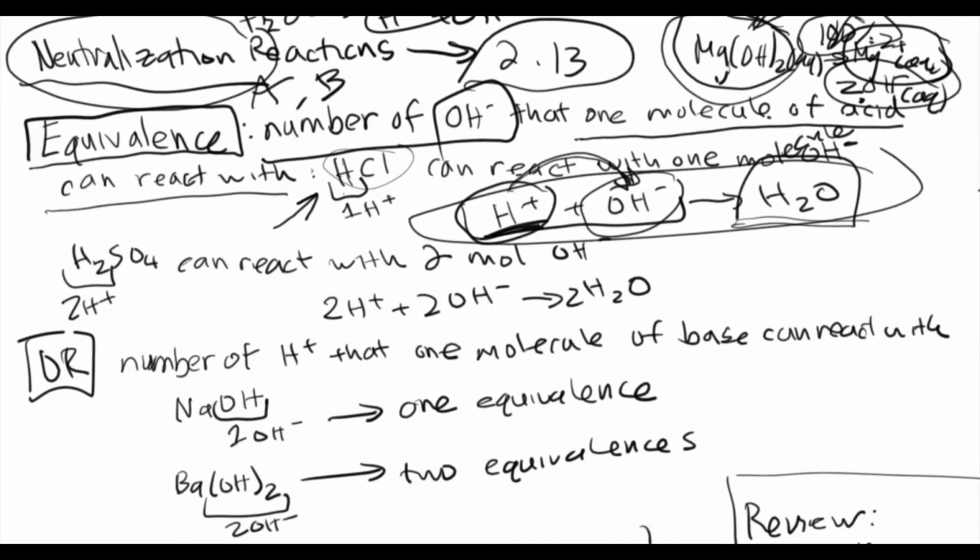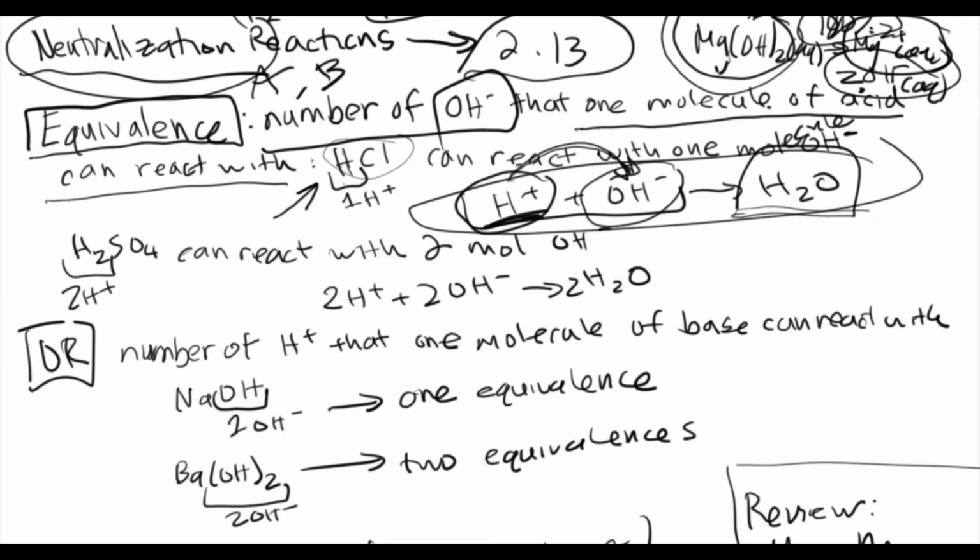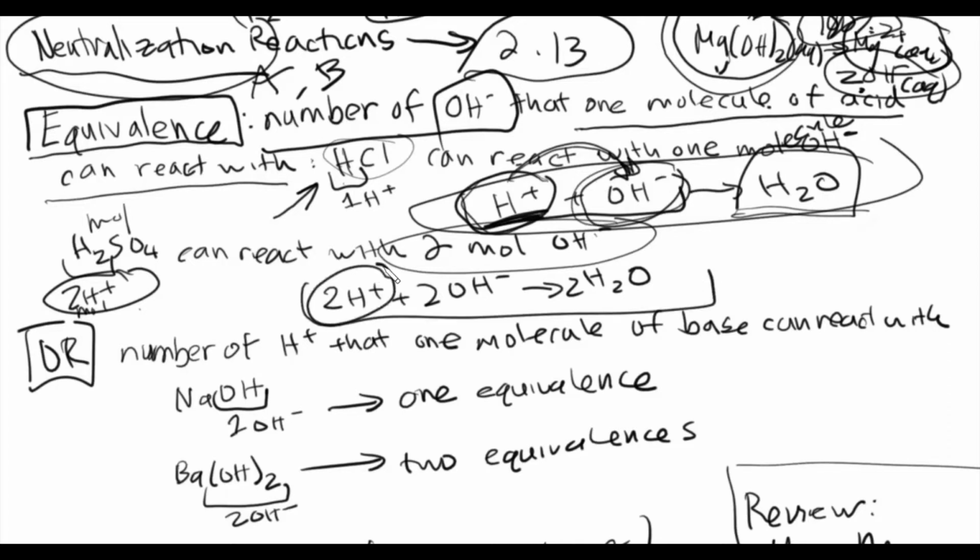Wow, right? Pretty neat. Now, let's look at H2SO4. Let's just say we have a mole of this stuff. A mole of H2SO4, sulfuric acid, will have 2 moles of H+. 2 moles of H+ can react with exactly 2 moles of OH-, because this reaction is in a 1-to-1 ratio. And look at that, 2 moles of H+ mixed with 2 moles of OH- becomes 2H2O.